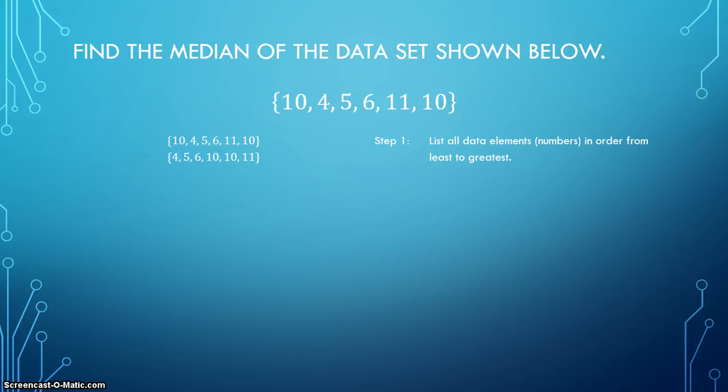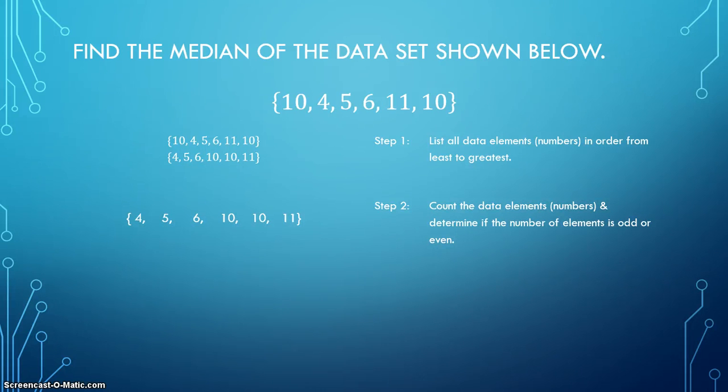Our step 2 is going to be exactly the same as our previous step 2. We're going to count how many numbers are in the data set to determine if there's an odd number or an even number. In this case, we're going to start counting with 4. 4 is the first number, 5 is the second number, 6 is the third, 10 is the fourth, the other 10 is the fifth, and the sixth number is 11. So 6 is the number of numbers in our data set, which means there's an even number of elements.